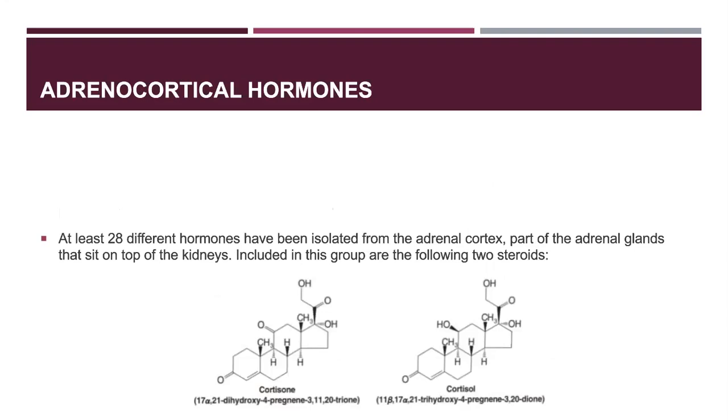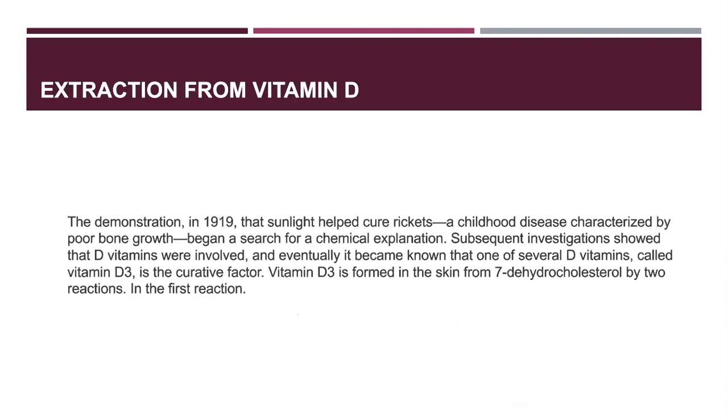Then the adrenocortical hormones, which are present on the top of the kidney. At least 28 different hormones have been isolated from the adrenal cortex. The adrenal glands sit on the top of the kidneys. Including this group, there are two steroids, cortisone and cortisol. These are the hormones which are isolated from the adrenal cortex of the adrenal glands of the kidney.